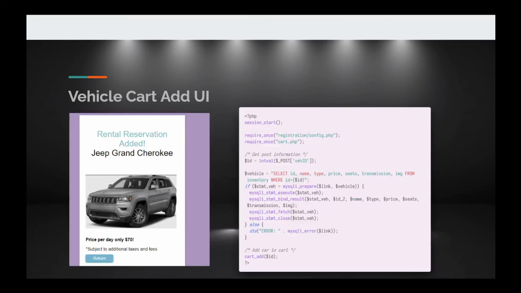And once you do add a car, then you go to the vehicle cart page, which is a very simple page. It takes the ID of the car that you added to your cart. It pulls the name, pulls the image, the price per day, and then builds a simple page, once again using MySQL, pulling from that database.